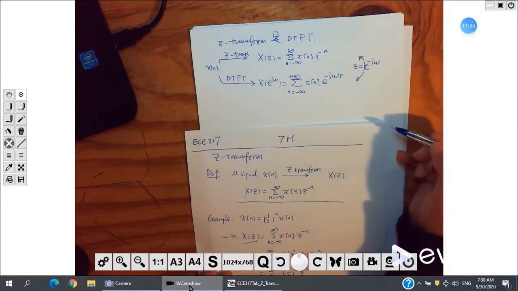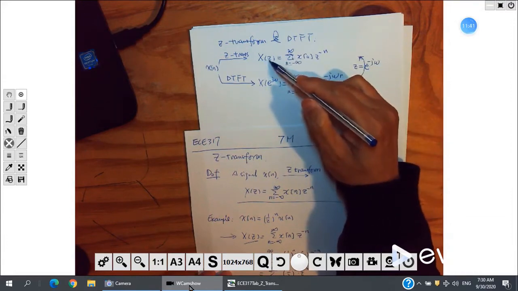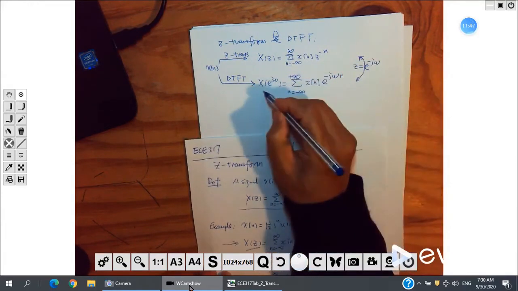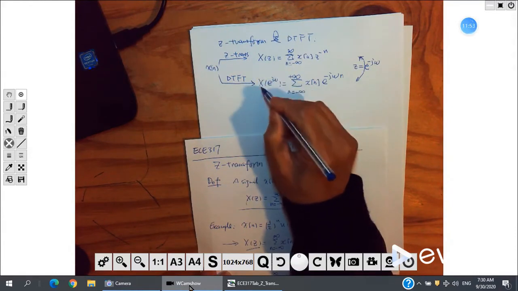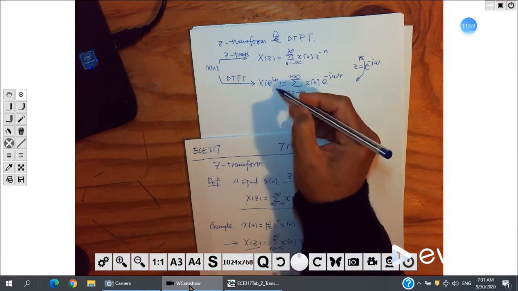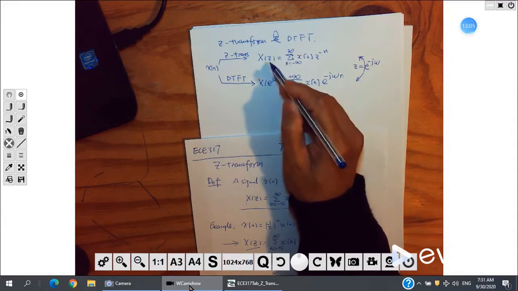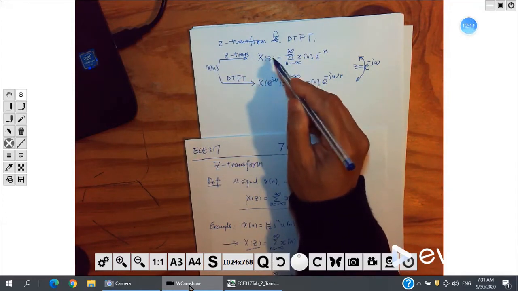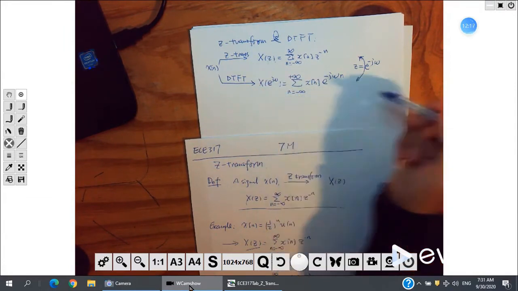Got it? So if you replace z by e to the j omega in X of z, you will have the Fourier transform. This is also the reason why we put e to the j omega here, instead of writing it as a function of omega. Usually when you say a function of some variable, you just put the variable here, right? Now we put e to the j omega here because we want to relate it with the z transform. You just replace z by e to the j omega, and you get the Fourier transform.